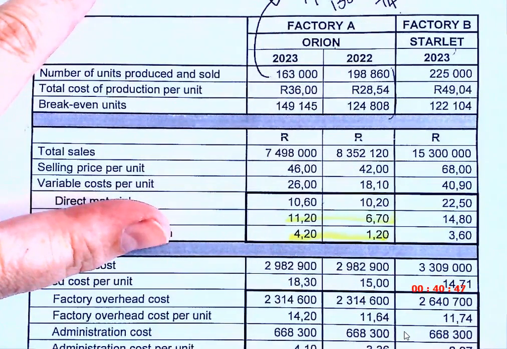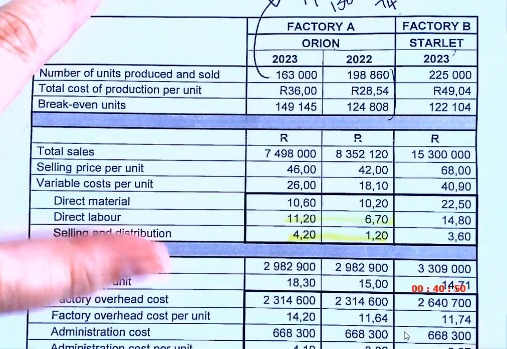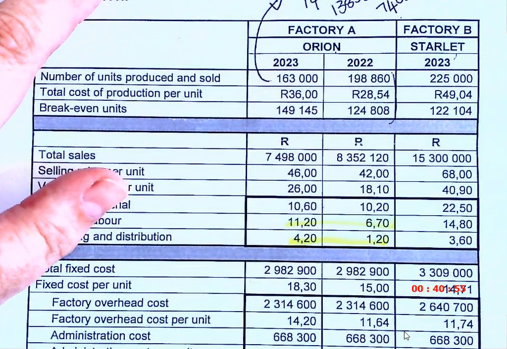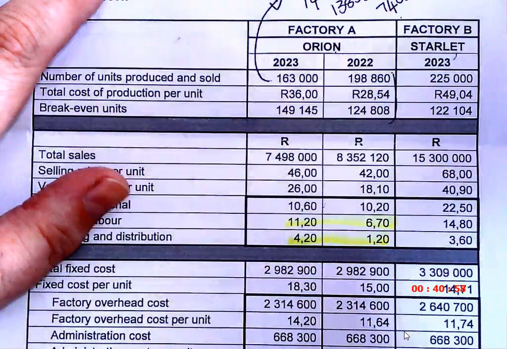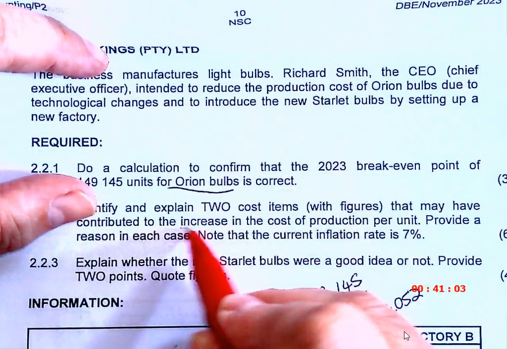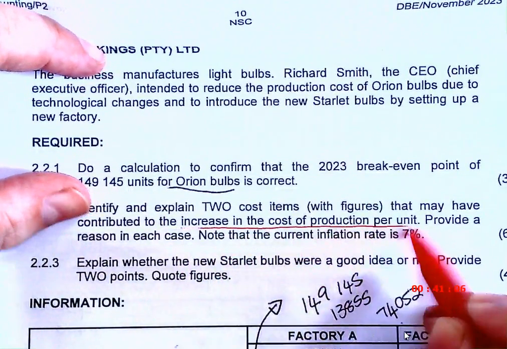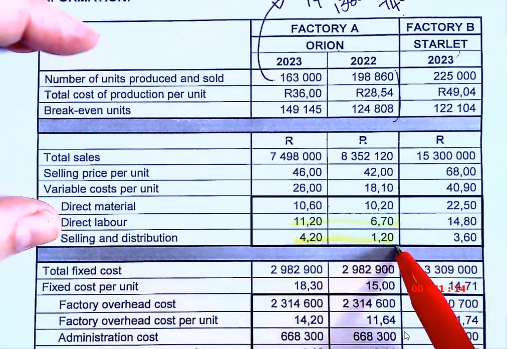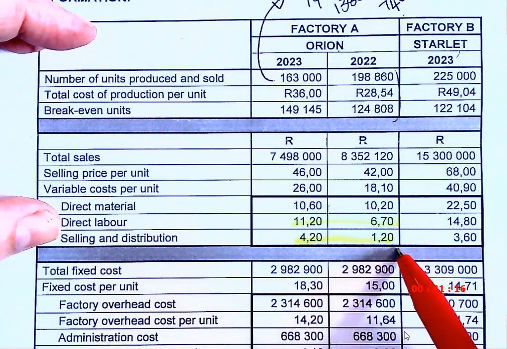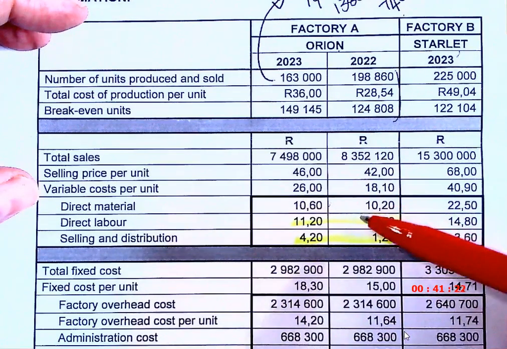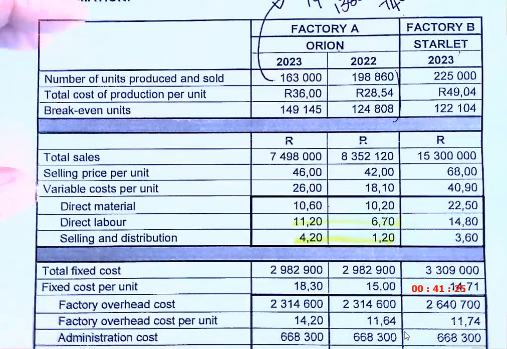Identify and explain 2 cost items that may have contributed to the increase in cost. Oh, okay. So here's the trap. Here's the trap. Look at this. They say here that might have increase in cost of production. Does the sales have anything to do with the cost of production? Does the admin have anything to do with the cost of production? No. So yeah, they want you to do direct labor, direct material.